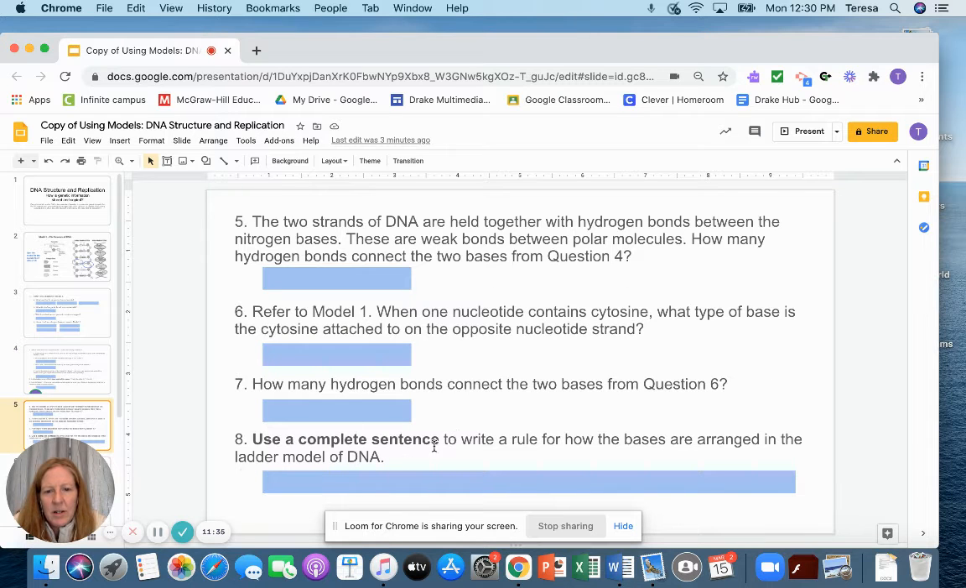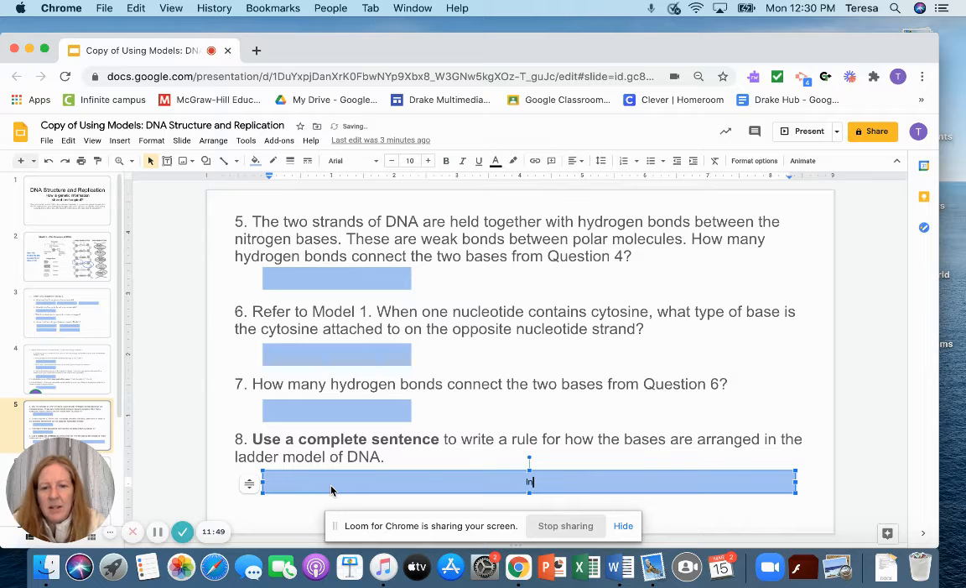Then we are moving on to question number 8. Use a complete sentence to write the rule for how the bases are arranged in the DNA ladder model. Okay, well, I'm going to start a complete sentence here, right? So in the ladder model of DNA, and I'm going to say a specific base, the adenine pairs with blank, and the guanine pairs with blank. Right? And you just need to fill in those bases to write a complete sentence.